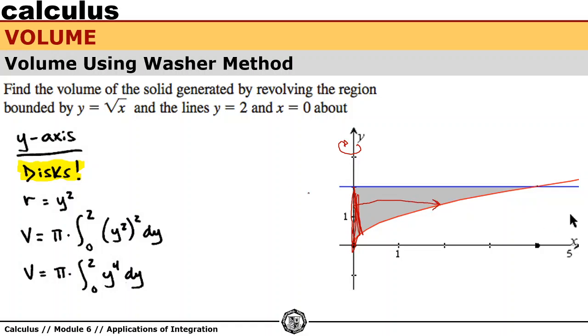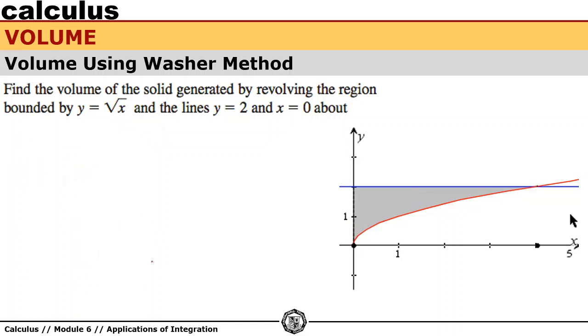So the radius here is going to be y squared. How do you get that? Well, if y equals the square root of x, that means that x is going to equal y squared. So your outer radius is going to be represented by the distance y squared here, and to finish setting up, it's going to be pi times the integral from 0 to 2 of y squared, the quantity squared, and off you'd go with getting the value there.